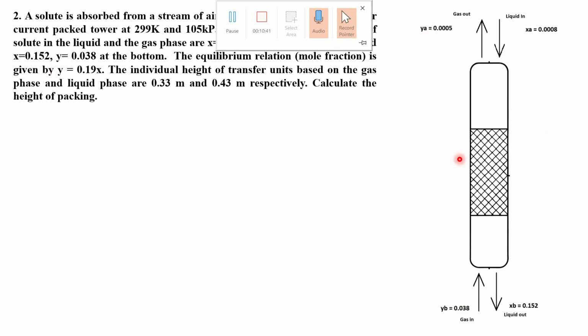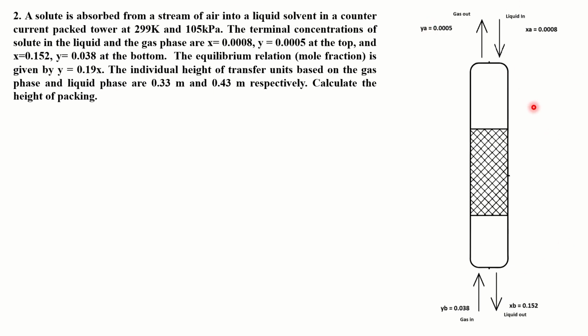So all the terminal point concentrations, I mean mole fraction of solute in the inlet and exit stream of gas and liquid are given. And the equilibrium relation is also given: Y is equal to 0.19x. So that means the equilibrium line is a straight line. So you can say the equilibrium line and the operating line are straight and parallel with each other.